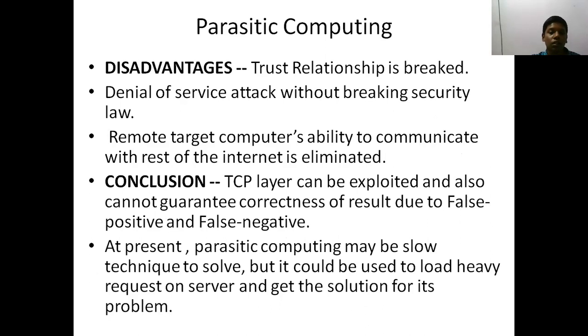The conclusion is that the TCP layer can be exploited, but it cannot guarantee correctness of results due to false positives and false negatives. At present, parasitic computing may be a slow technique to solve problems, but it could be used to load heavy requests on a server and give a solution for its problem.